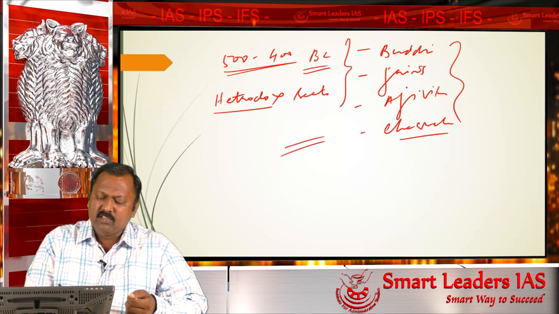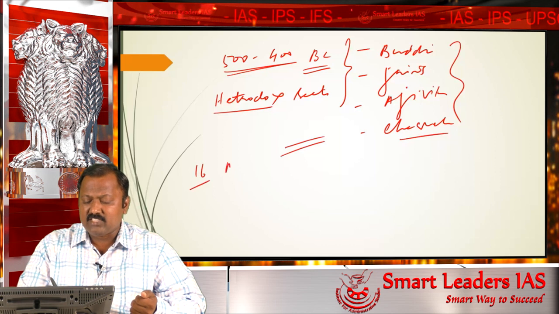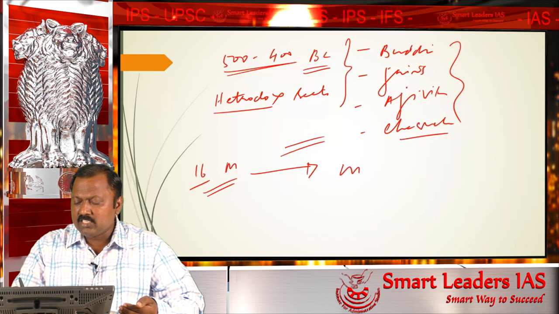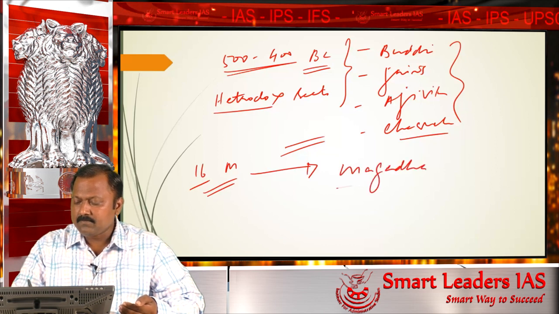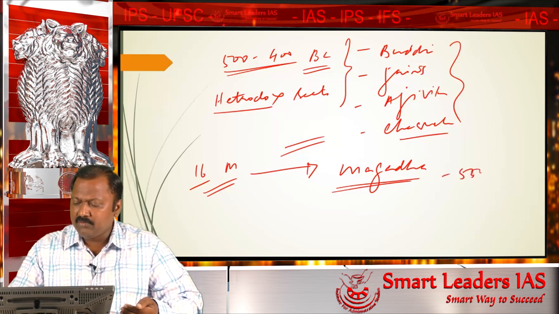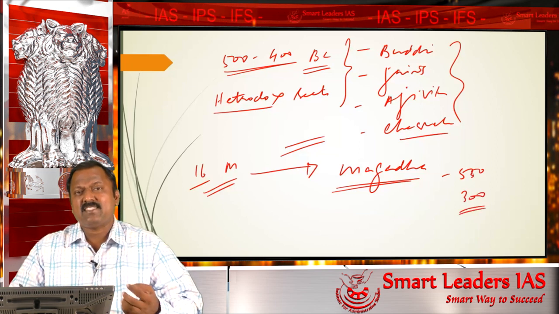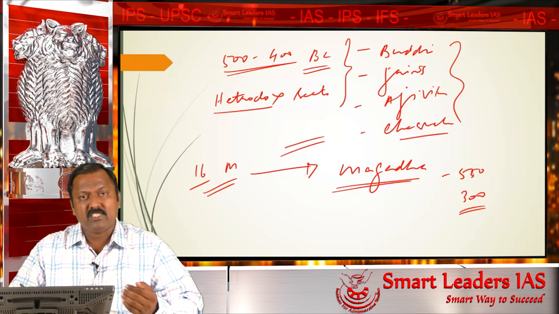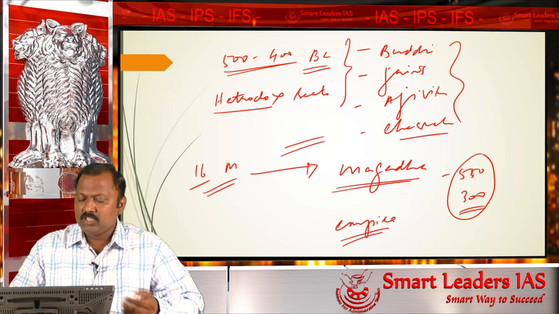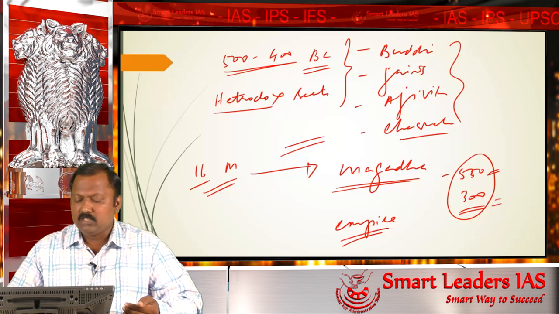Next, after this period, we have the emergence of political dynasties. I said there were 16 Mahajanapadas which existed in ancient India. Among the 16, one Mahajanapada, called Magadha, became predominant over a period of time, around 550 to around 300. Magadha emerged from a city-state into a big empire. So the emergence of Magadha is a very important aspect during this time, 500 BC to 300 BC.